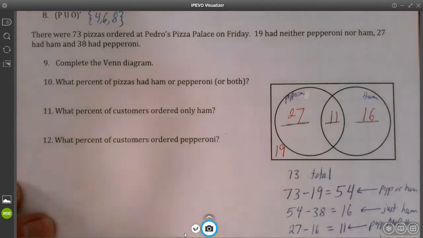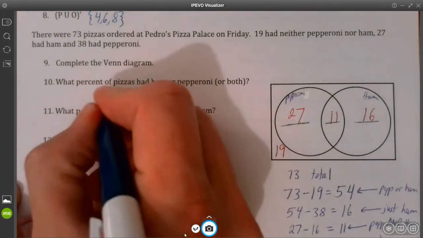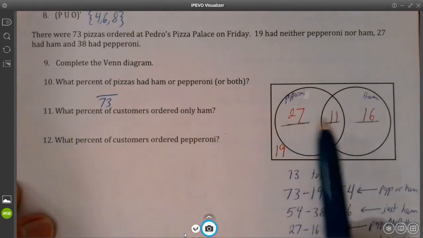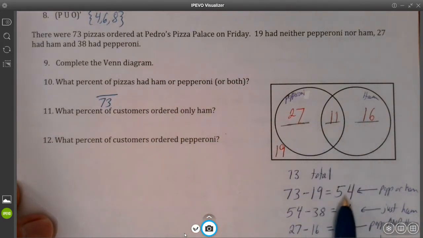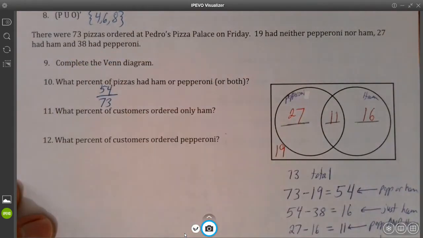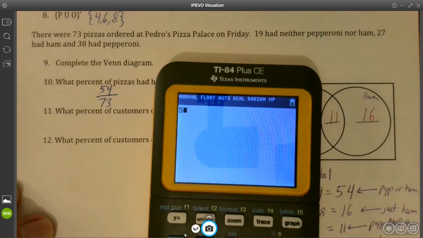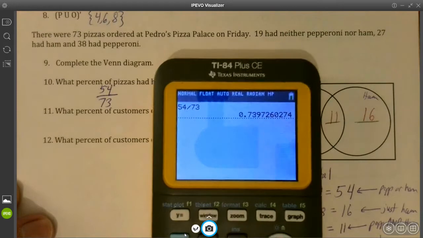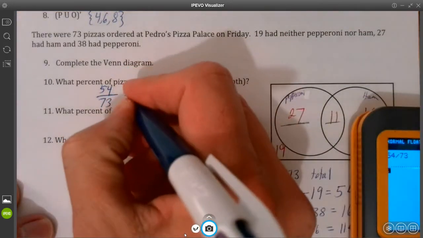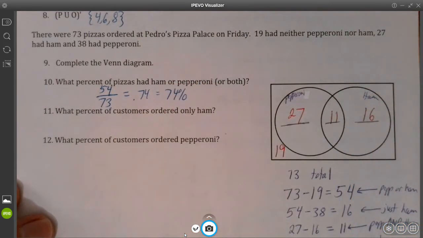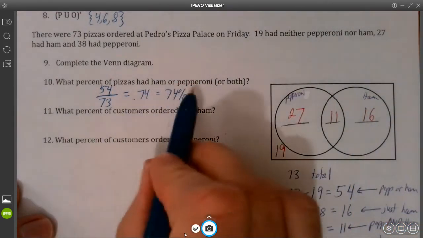What percent? Oh, percent. Percent of pizzas. Well, the total number of pizzas is 73, had ham or pepperoni or both. Okay, so that's this, this, and this. We actually already figured out that that's 54. So 54 out of 73, we'll grab a calculator, figure that out. So 54 out of 73 is going to give me 74%. So 0.74, I'm going to call that 74%. 74% of the pizzas had ham or pepperoni or both.